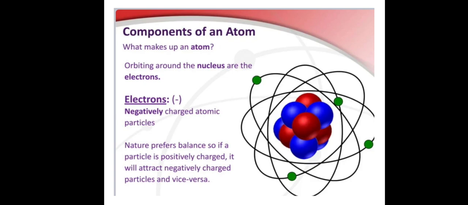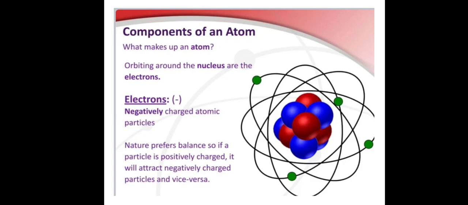So orbiting around the nucleus are the electrons, and electrons are negatively charged. So the number of electrons is equal to the number of protons. When the negative and positive charges of an atom are equal, the atom will be neutral, as the neutron doesn't have any charge. Nature prefers balance.